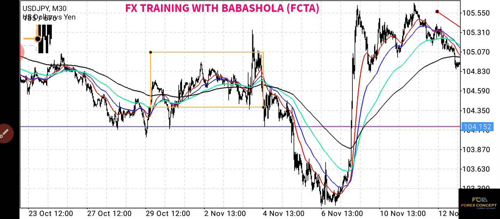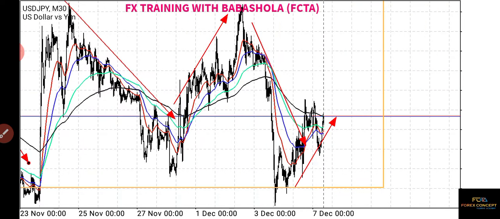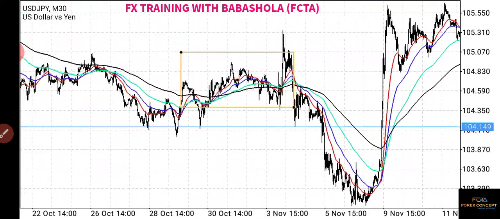So if you see that these moving averages are contracting together, it seems that the market is not trending. So don't enter any trade when these moving averages contract together. It's telling you that there's no trend at the moment.